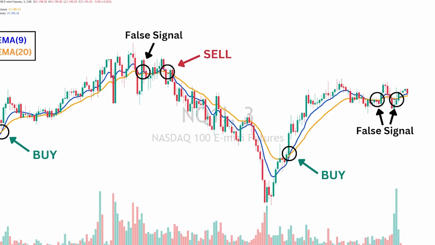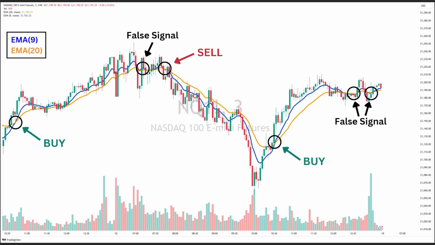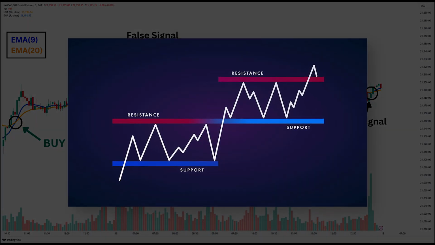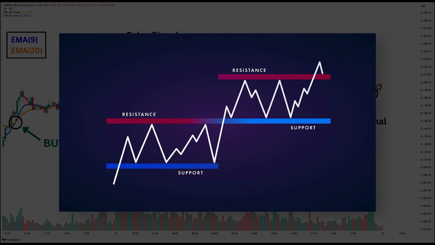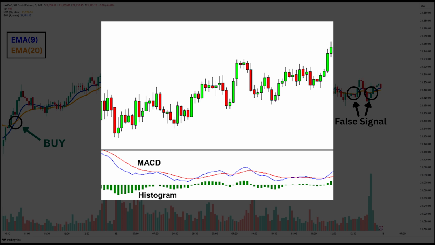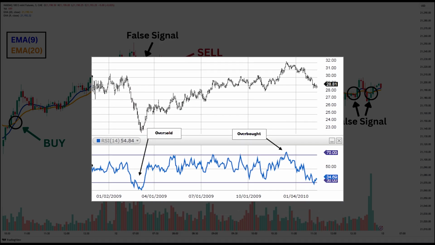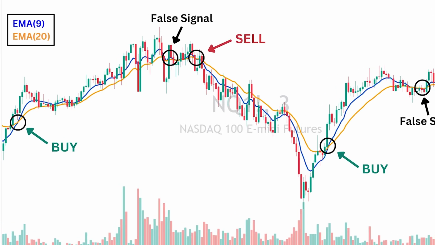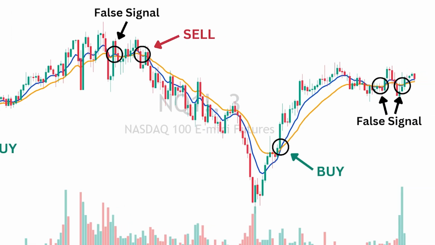Now, while the crossover strategy can be effective on its own, it works even better when combined with other tools. For example, using support and resistance levels can help confirm whether the price is likely to reverse or continue after a crossover. You can also pair it with indicators like the MACD, which measures momentum, or the RSI, which shows whether an asset is overbought or oversold. These extra layers of confirmation make your trades more reliable and consistent, reducing the chances of false signals and improving your overall success.